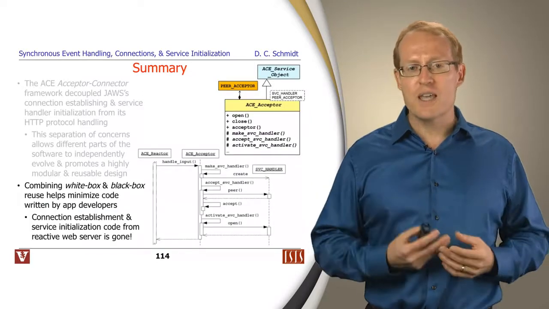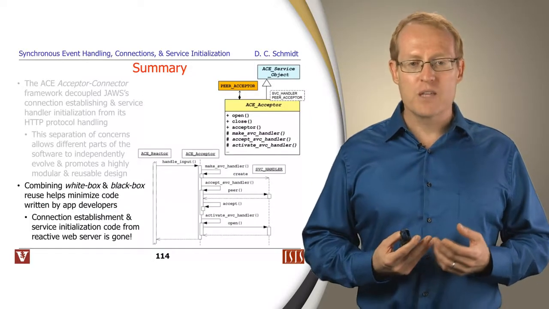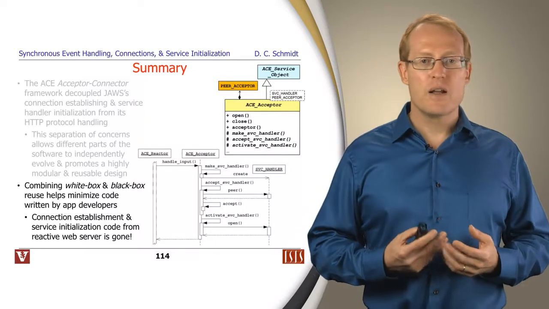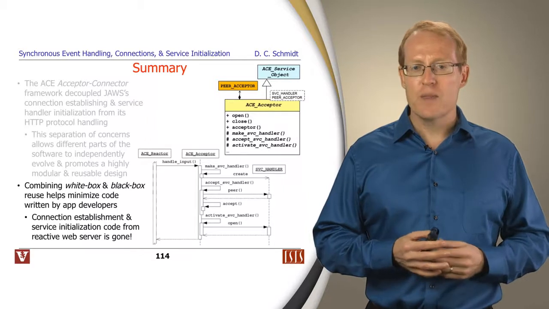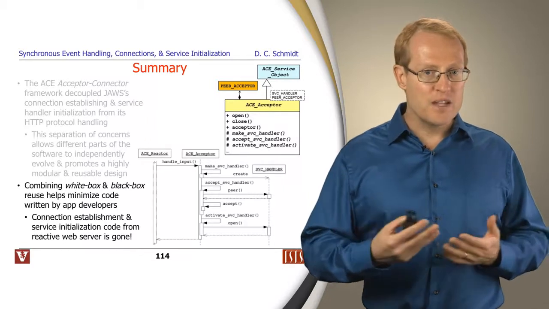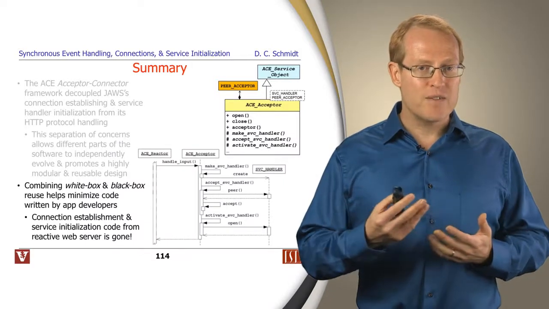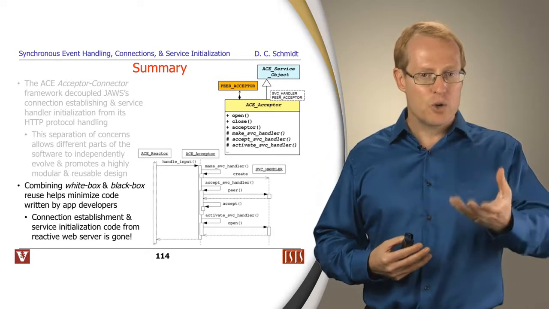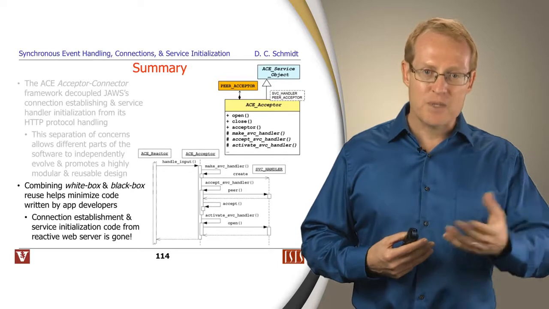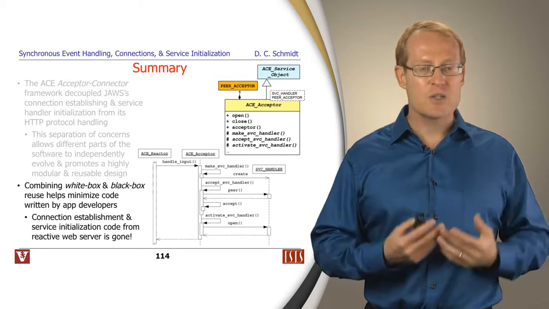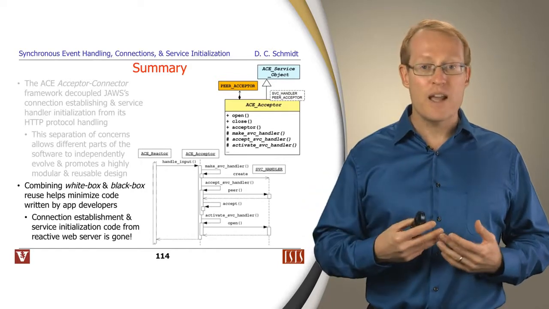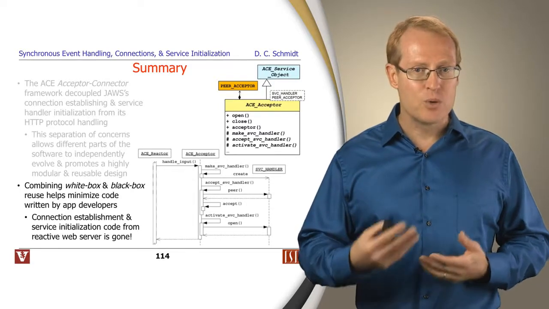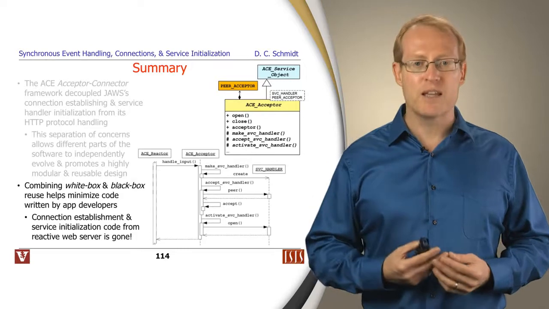One of the things you'll also see by our solution approach here is we're combining both white box and black box reuse. Some parts of the white box reuse come from the use of these hook methods in the template method that drives the acceptor's key algorithm steps to create a service handler, accept something into the service handler, and then activate the service handler. Those are done in a white box-like way. You can inherit from ACE Acceptor if you want to customize any of those steps to do different things. We'll see some examples of that later.